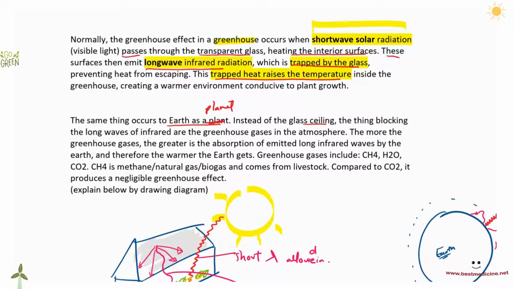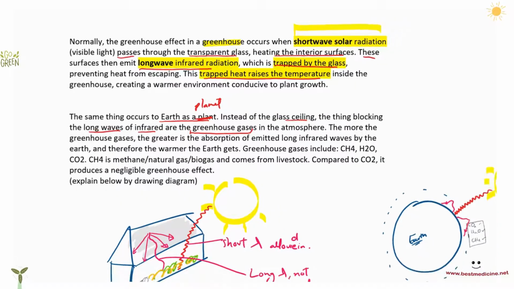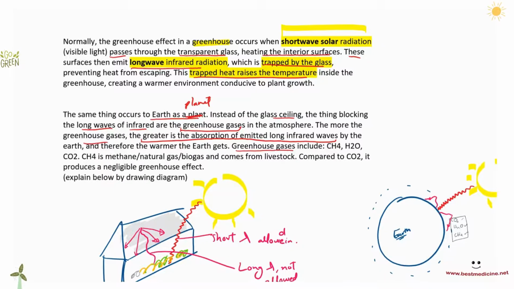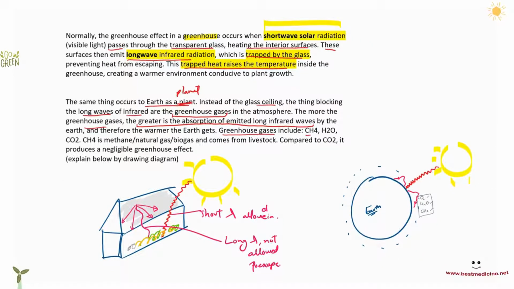Instead of the glass ceiling, the thing that is blocking the long waves of infrared are the greenhouse gases, such as CO2 and CH4 and H2O. Now, the more the greenhouse gases, the greater is the absorption of emitted long infrared waves, right? And the more they're not allowed to escape into space. So greenhouse gases, including CH4, methane, water vapor, as well as carbon dioxide, help trap essentially the long wavelength radiation.